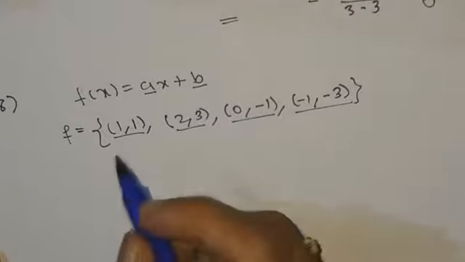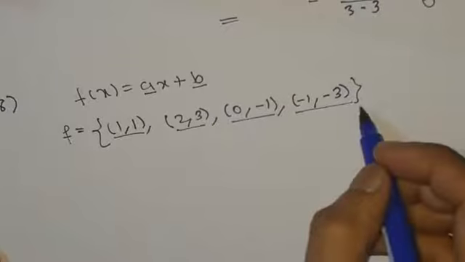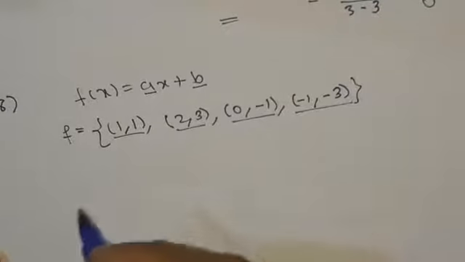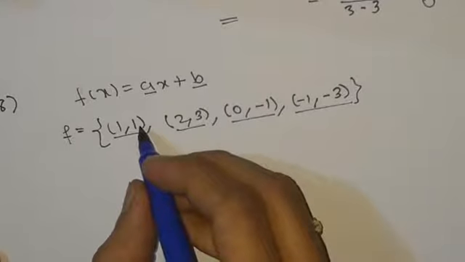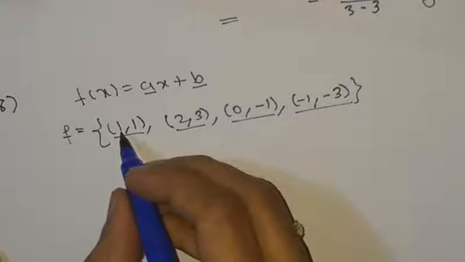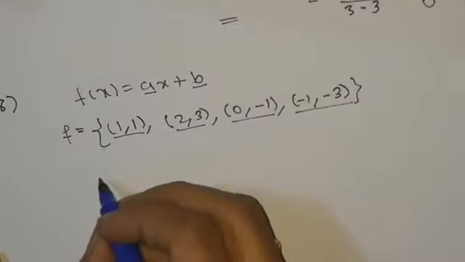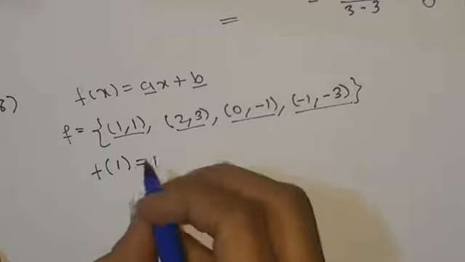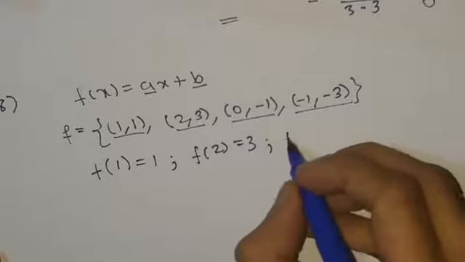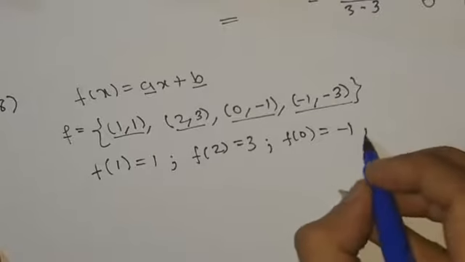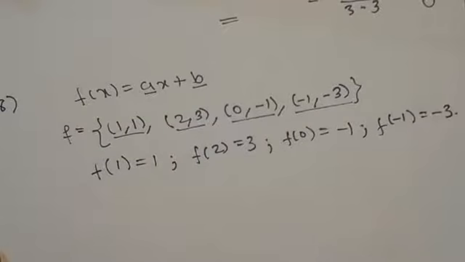Now you have studied one definition of function, which is in terms of ordered pairs. We can interpret it in the standard way: if you have the ordered pair a comma b, then f of a will be equal to b. That is, f of the first element will be equal to the second element. So here f of 1 is equal to 1, f of 2 is equal to 3, f of 0 is equal to minus 1, and f of minus 1 is equal to minus 3.